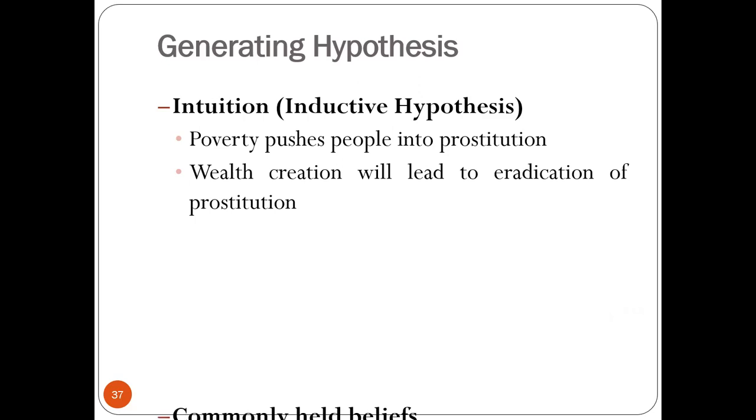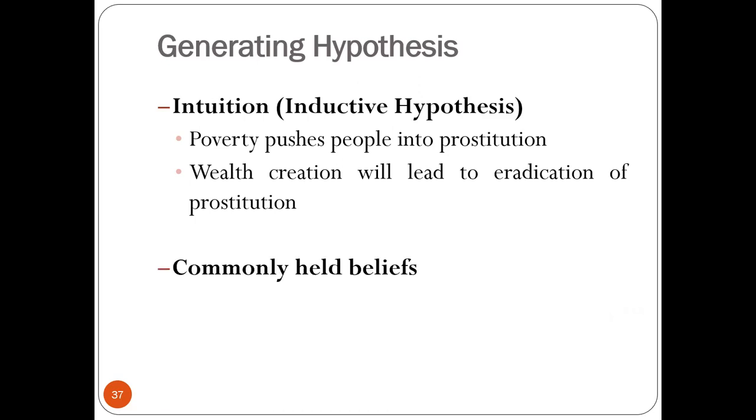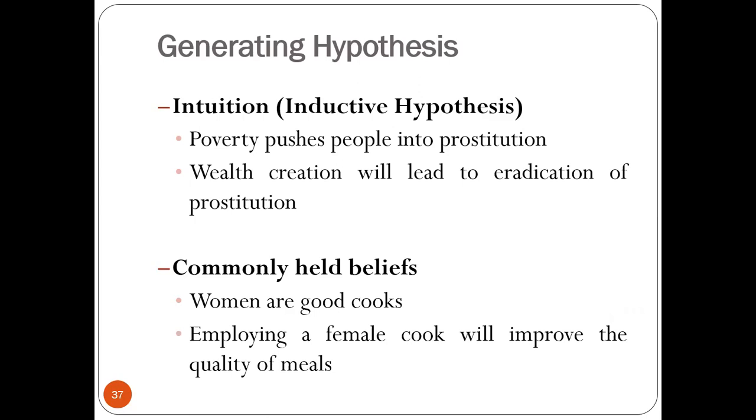Okay. So this drawing does not necessarily draw inspiration from the theory, but is based on common sense, on what is justifiable, and knowledge that is justifiable. So, commonly held beliefs. For example, women are good cooks. So I want to say, employing a female cook will improve the quality of meals. Is it true? At the end of the day, you must see whether that belief holds. Because there's a belief that women cook very well, but maybe you end up realizing that women don't necessarily cook well, and some men cook very well. So that's intuition.